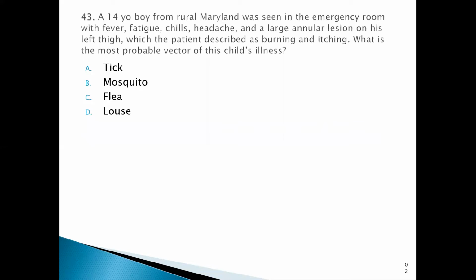So pay attention to the question, some good information in the question. So rural Maryland, so the location where this infection occurs is meaningful. And then the large annular lesion is also important. So the choices are A, tick, B, mosquito, C, flea, and D, louse.